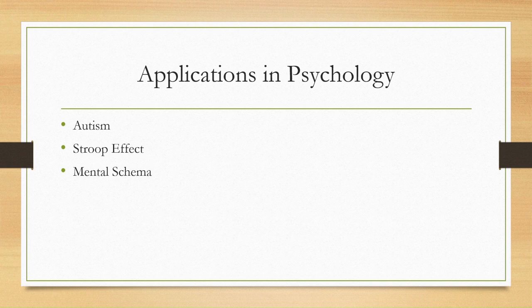Next, I wanted to talk about applications that top-down and bottom-up processing have in psychology. So the first has to do with autism. Ursino et al. wrote a paper a few years ago analyzing brain connectivity in people with autism.